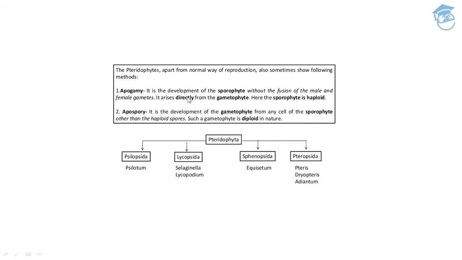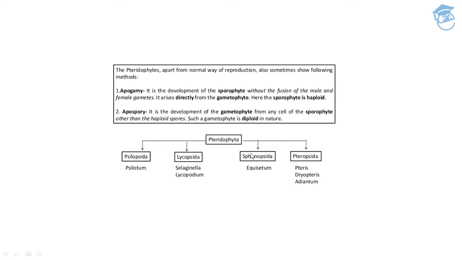Okay, so I hope it is clear to you now that apart from the normal way of reproduction, pteridophytes sometimes show two methods such as apogamy and apospory, wherein in apogamy the development of a sporophyte takes place without the fusion of male and female gamete. And in apospory, it is the development of gametophyte from any cell of the sporophyte other than haploid spores.